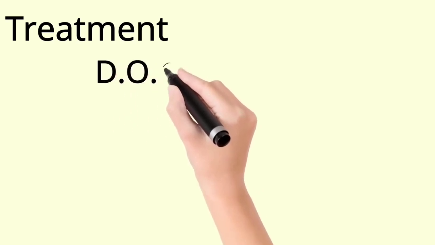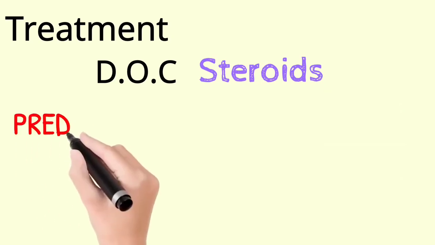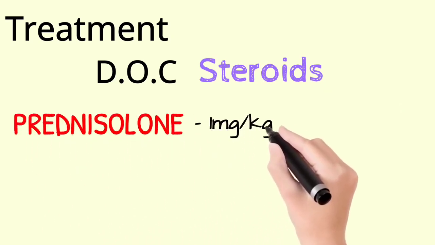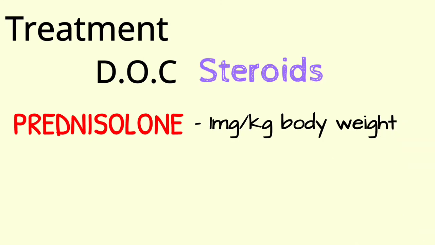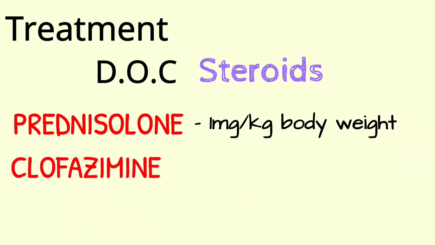The drug of choice for this kind of reaction is steroids, so that they reduce the inflammation. The drug given is prednisolone, given as 1 mg per kg body weight. Next, clofazimine. Clofazimine is already included in the multi-drug therapy. So if the patient gets a Lepra reaction, the multi-drug therapy can be stopped for some time, but clofazimine is continuously given so that it reduces the symptoms.